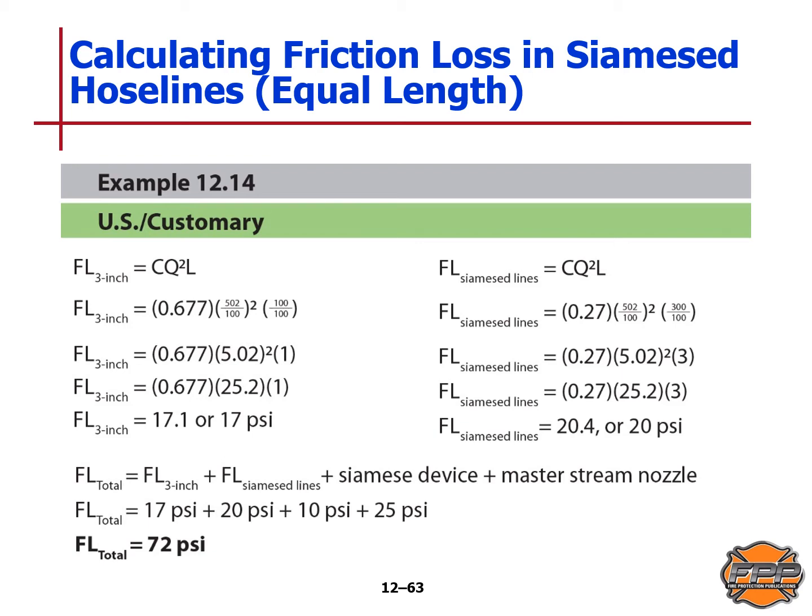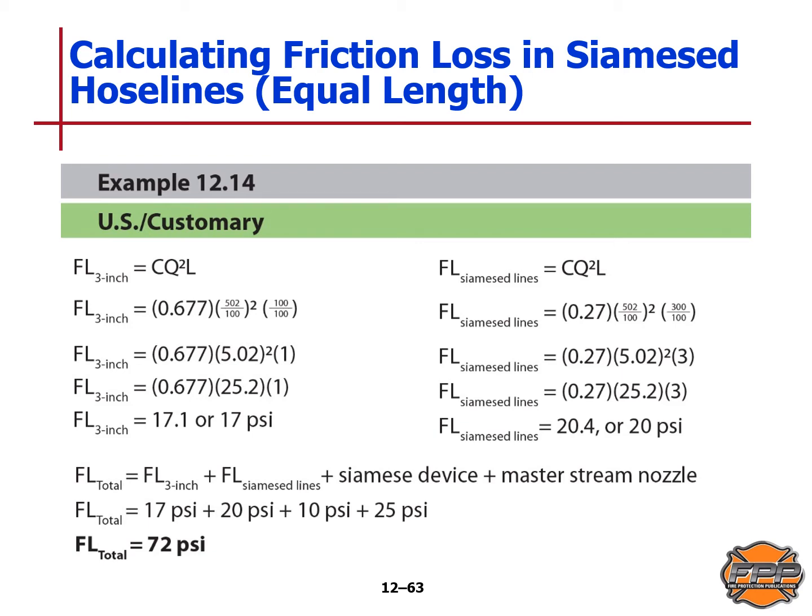Now if you look at the right side, you have friction loss of Siamese lines equals CQ squared L. The friction loss of Siamese lines equals 0.27, which is your coefficient, times 502 divided by 100, squared, times 300 divided by 100. So you have friction loss of Siamese lines equals 0.27 times 5.02 squared times 3. When you work out the math, it gives you 0.27 times 25.2 times 3, and the friction loss of the Siamese lines works out to 20.4, or 20 psi.